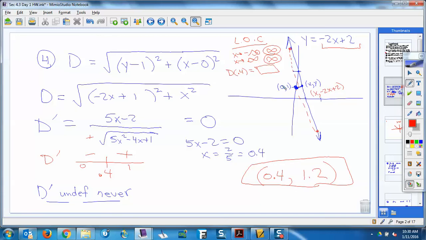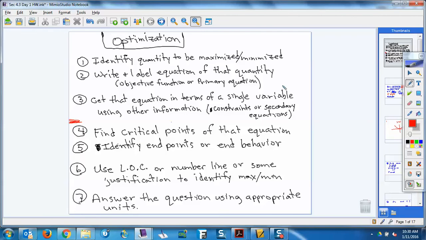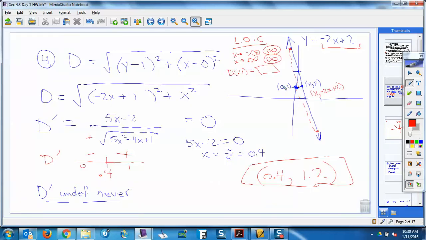But one way or the other, you've got to do step 6 to justify, okay, to show that you're thinking about why this is a max or a min, and then, of course, always answer the question, which in this case is what are the coordinates of the point. But it might have been distance. It might have wanted to know how close is that point. So you might have had to have that in there too.